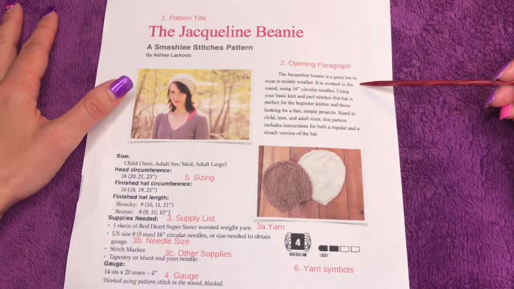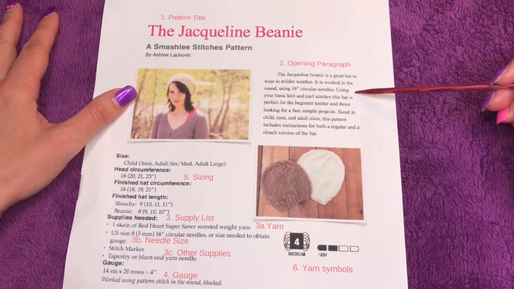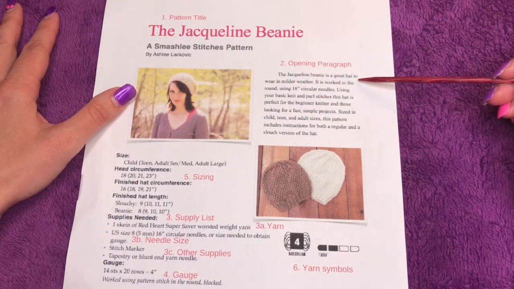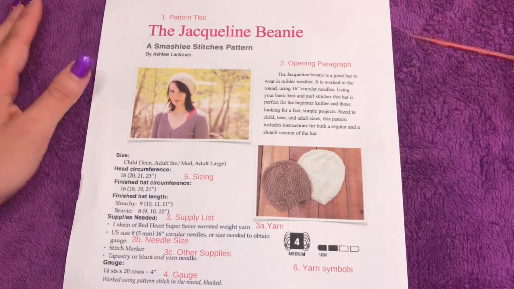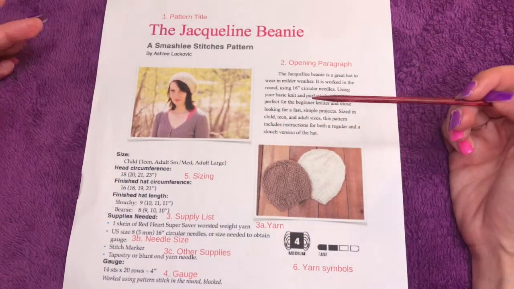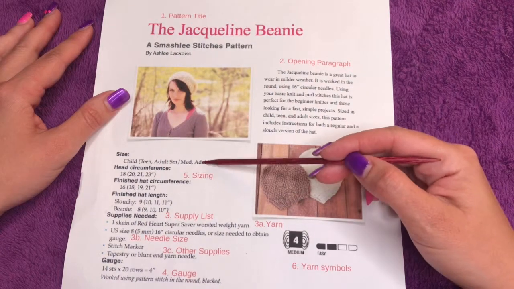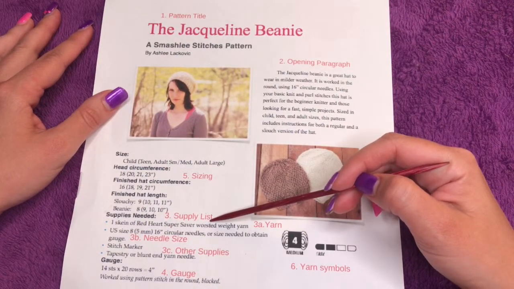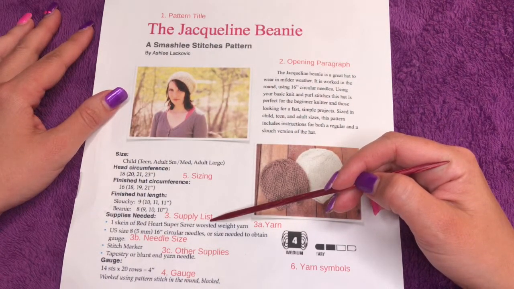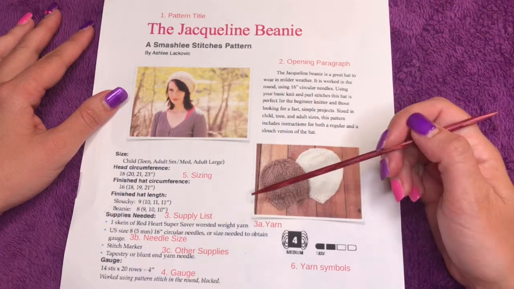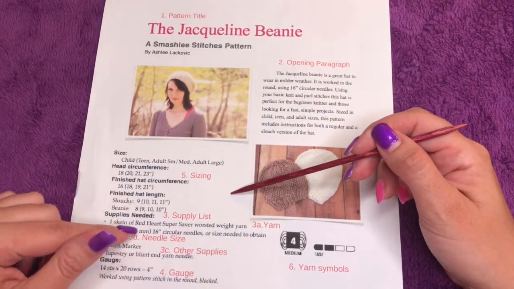Number 2 will be an opening paragraph. It just tells you a little bit about the pattern and what you need and the sizes, things like that. It's an overview of everything. Number 3 is down here, and it's the supply list. So it's everything that you're going to need for this knitting pattern. And I've broken it up into 3 parts here.